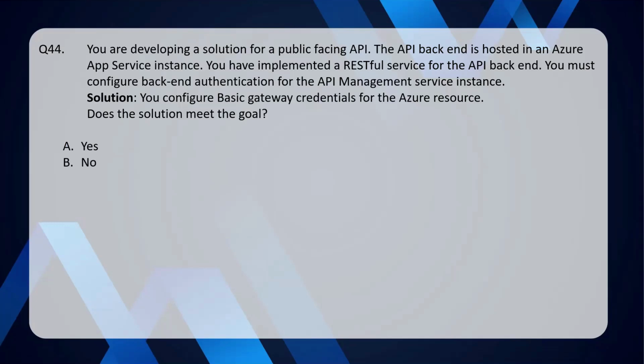You need to tell whether this is right or wrong. And friends, this is an incorrect solution. Basic gateway credentials in Azure API Management are used for securing API Management's access to backend services when those services require basic authentication. However, we are talking about a public facing API and you would typically use managed identity with Entra ID authentication or client certificate authentication or subscription key and OAuth 2.0 depending on the scenario.